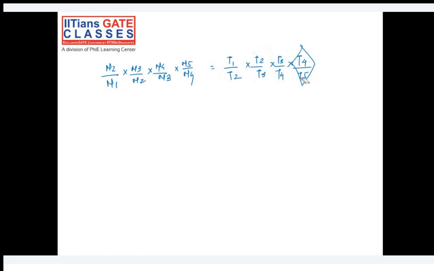Okay, so now you can clearly see N2 N2 can get cancelled, N3 N3 will get cancelled, N4 N4 will get cancelled. So in the left hand side we have N5 by N1. Similarly in the right hand side, T2 T2 will get cancelled, T3 T3 will get cancelled, T4 T4 will get cancelled, and you will have T1 by T5.